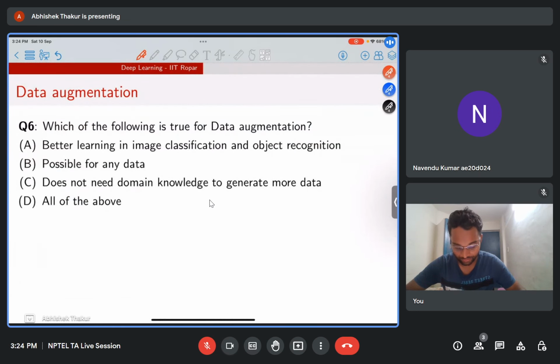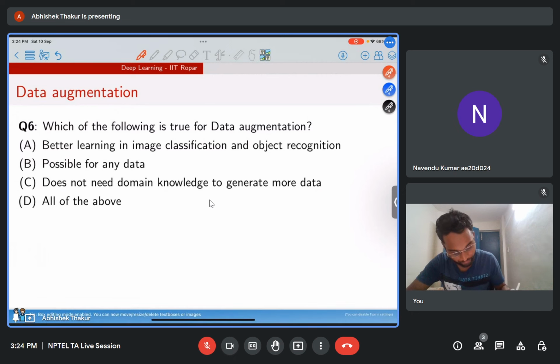Next is data augmentation. Question based on data augmentation: which of the following is true for data augmentation? Option A, better learning in image classification and object recognition. Yeah, that is true. Second, possible for any data.